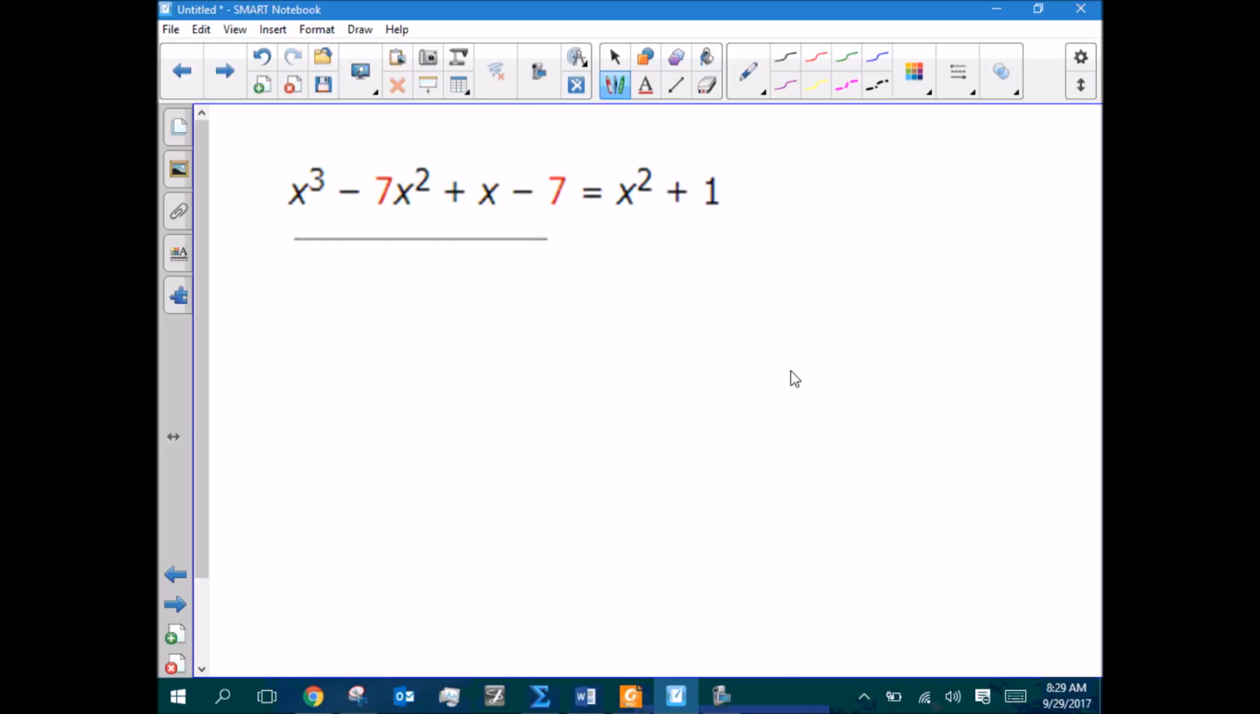All right, so if I'm going to start finding solutions for these things, I have to get it equal to 0. Any time we ever want to look for solutions, no matter how large the degrees are, we want to get things equal to 0. So I'm going to move the x squared over. It gives me x cubed minus 8x squared, right? Okay, I'll move the 1 over, so plus x, and then minus 8 is equal to 0.